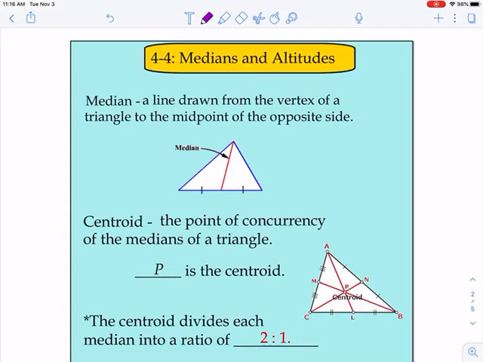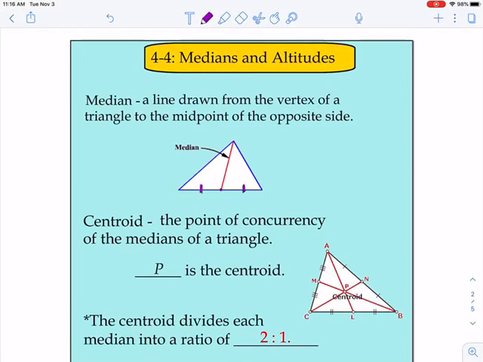So today we're going to talk about section 4.4, which is about medians and altitudes. And the median is a line drawn from the vertex of a triangle to the midpoint of the opposite side. So again, you can see in that picture that the median of that blue triangle is that red line. Again, this piece is going to be equal to this piece, and that would be its midpoint.